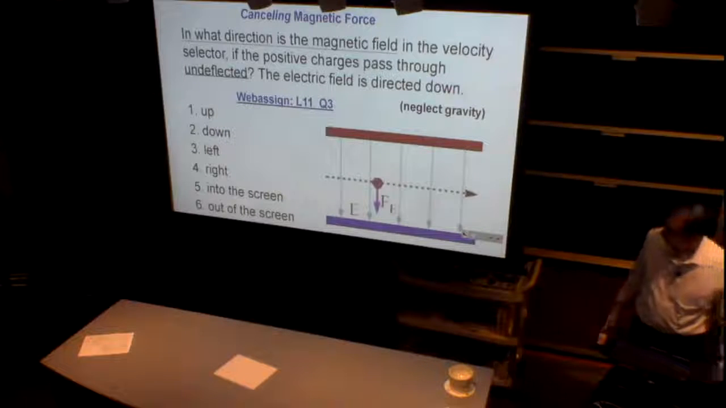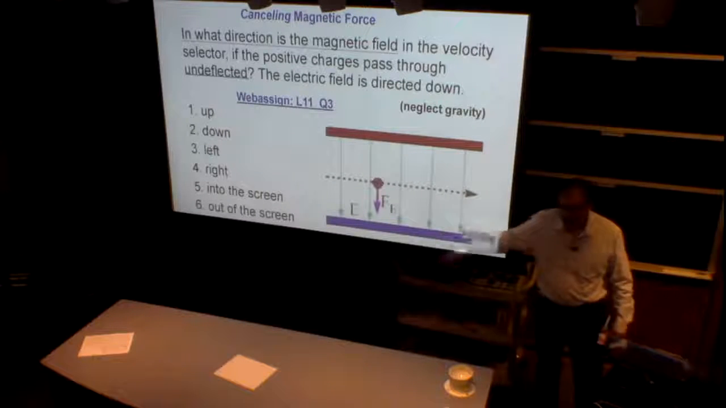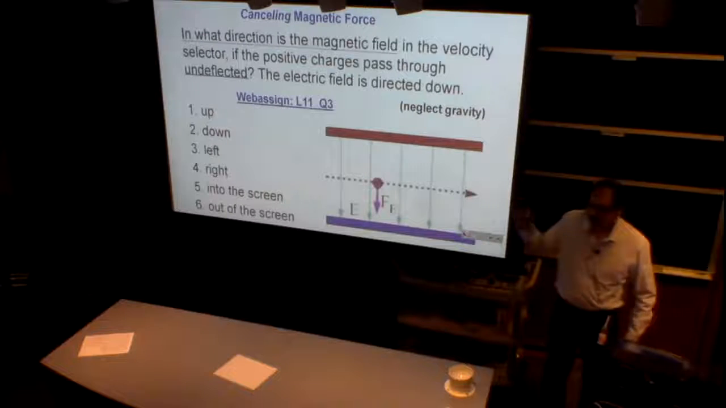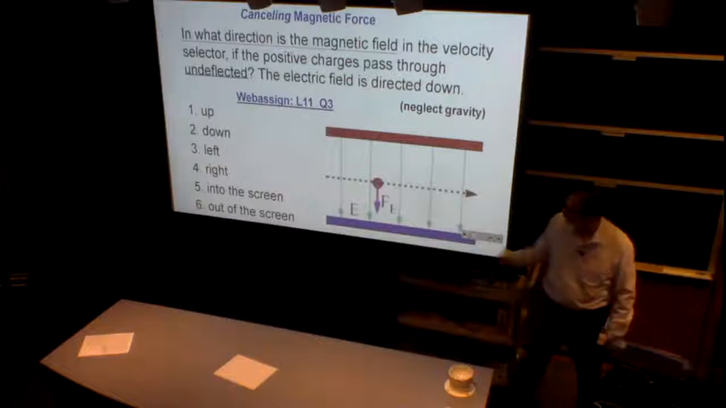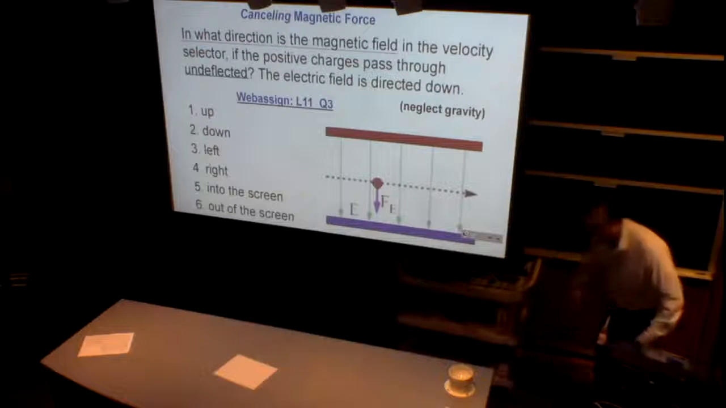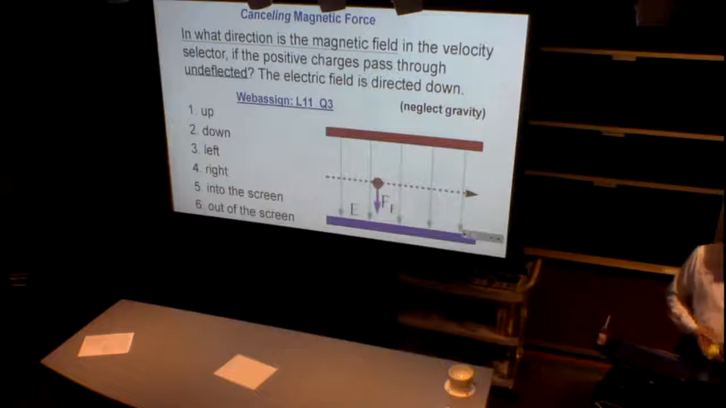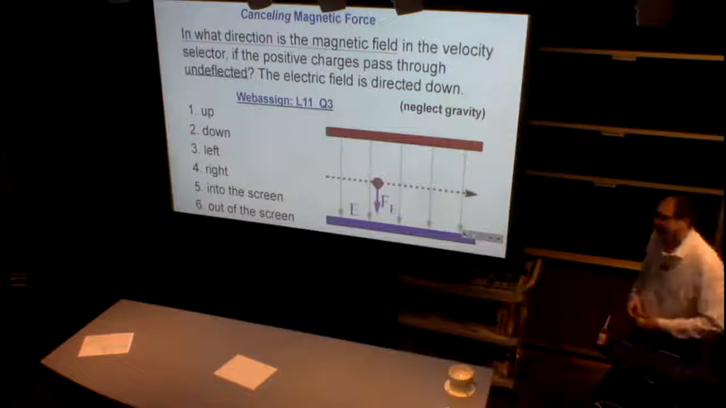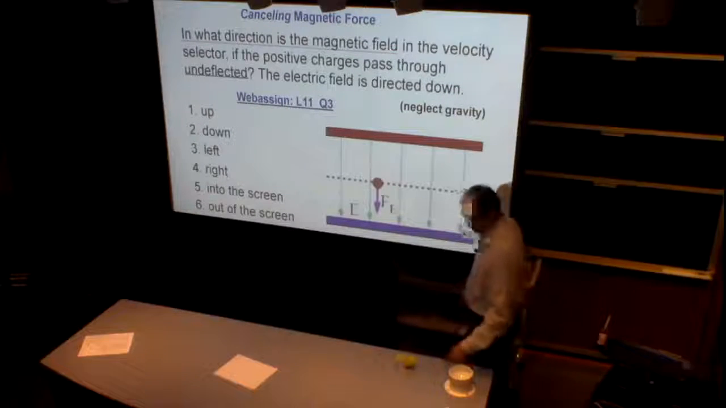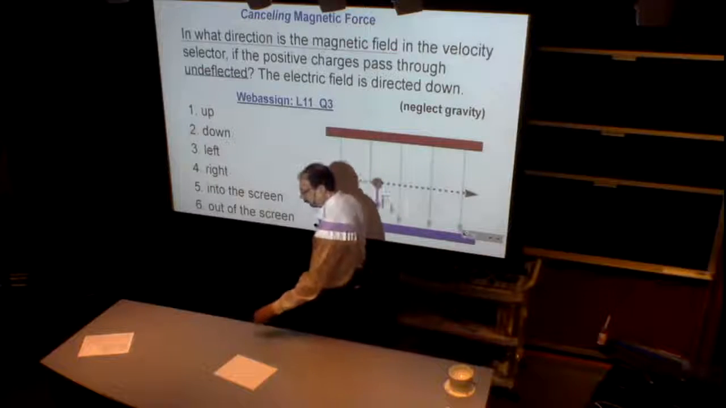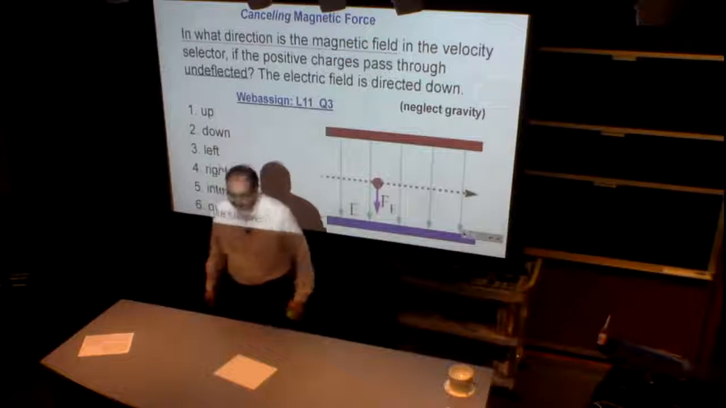If it would be pointing to the right, it wouldn't cancel electric force. It would still move, like this. You have to cancel electric force. To cancel electric force? No? No, keep going. Up is correct. It's exactly the same situation. There is force of gravity, but normal force cancels it out.